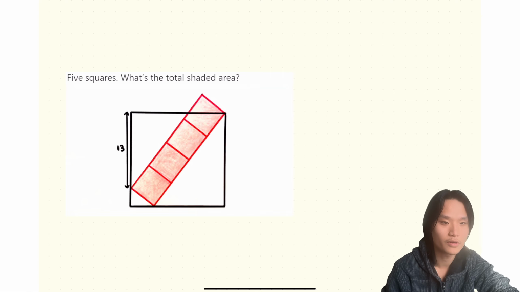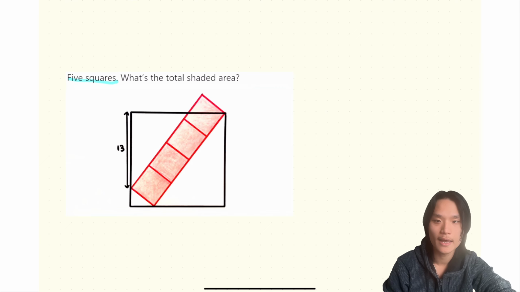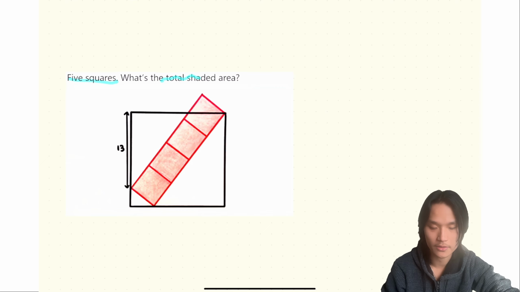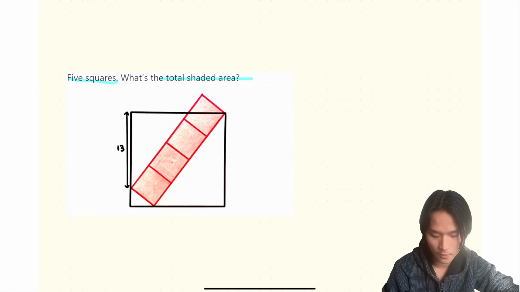So, the problem we're looking at today says there are 5 squares in the figure, and what is the total shaded area? There are 4 smaller squares in the middle, and then one bigger square on the outside. We are also given one piece of information about the bigger square: part of the side length of the square is 13. So how are we going to do this?